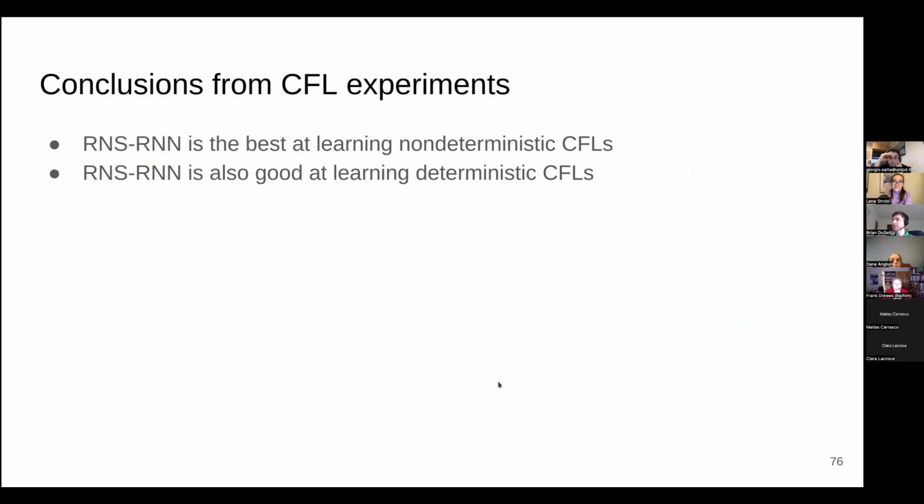All right, so conclusions from these experiments: we saw that the RNS-RNN is consistently the best at learning non-deterministic CFLs, and it's also very good at learning DCFLs as well.